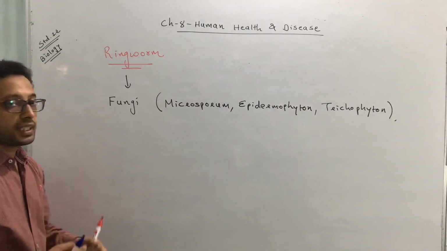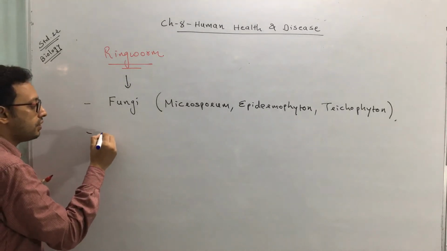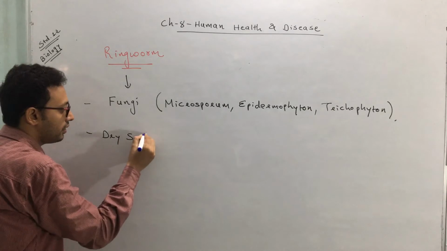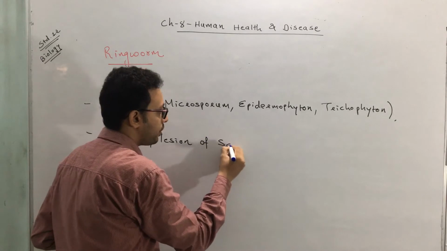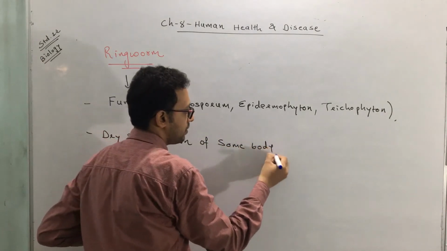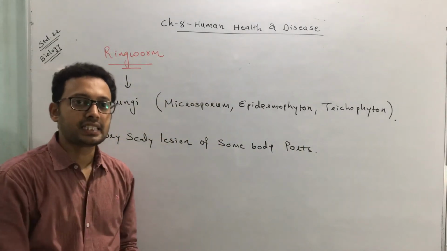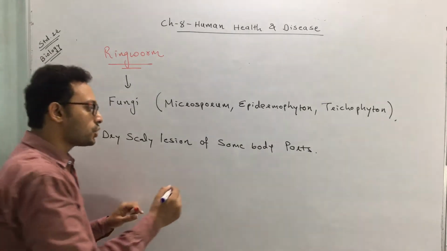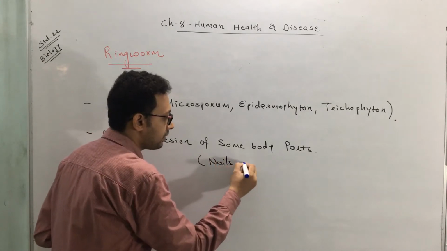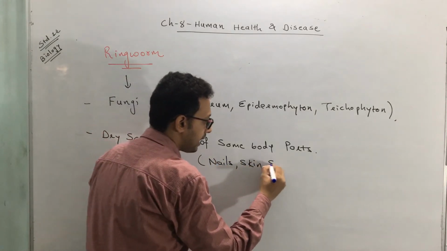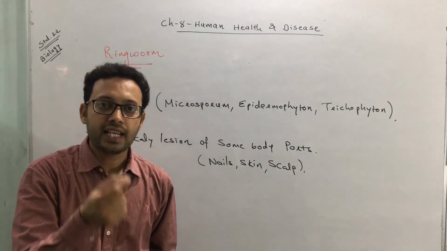Okay. Now, what are the symptoms that are going to appear? So here the symptom that appears is dry, scaly lesions on some body parts. Okay, so what does it lead to? It leads to the formation of dry, scaly lesions on some body parts. Usually the body parts which are going to be affected are nails, skin, and scalp. These are the parts which are going to be affected, and that leads to the formation of dry, scaly lesions.